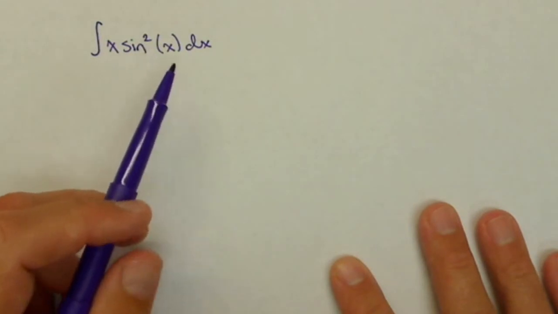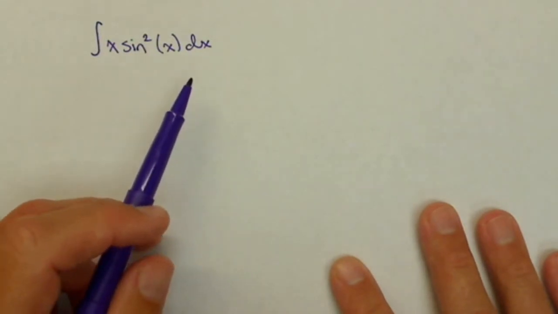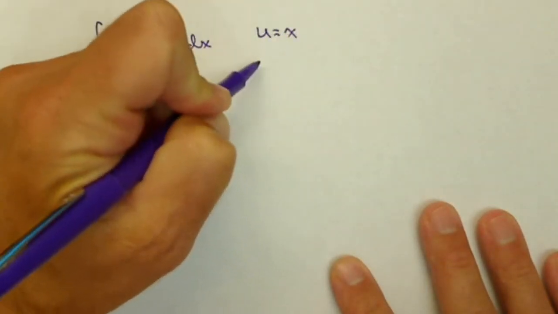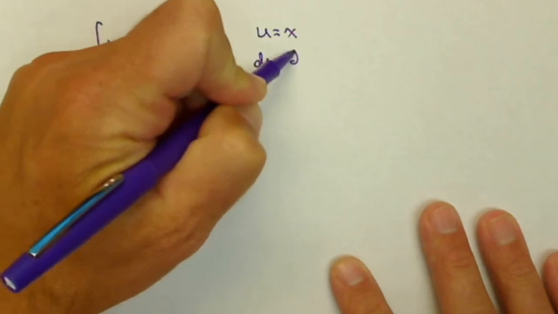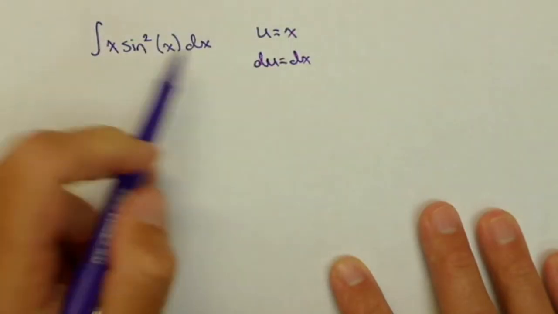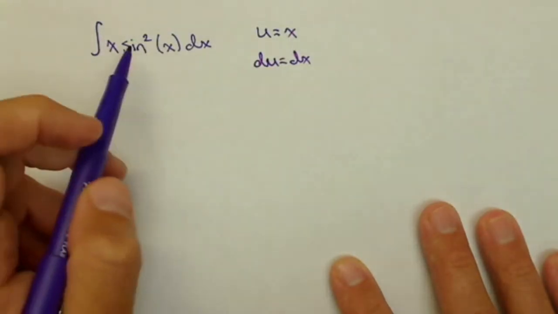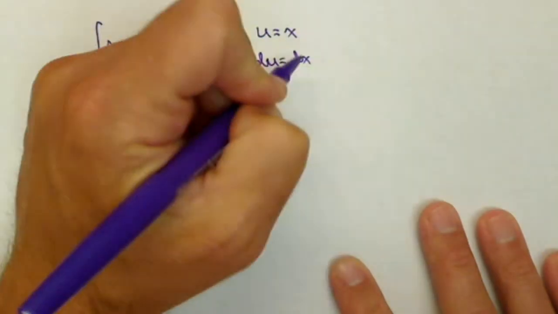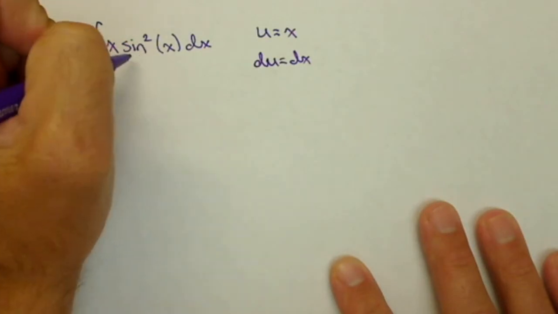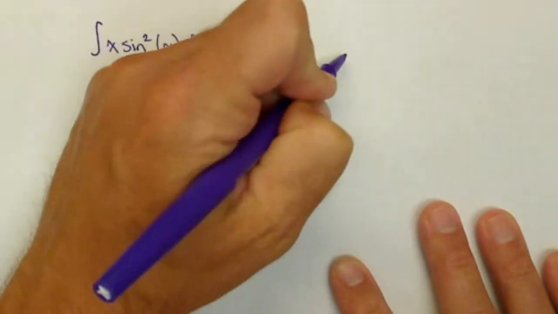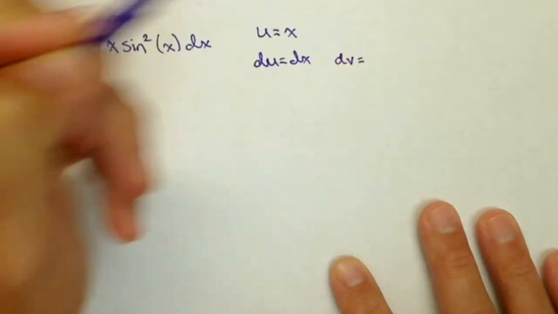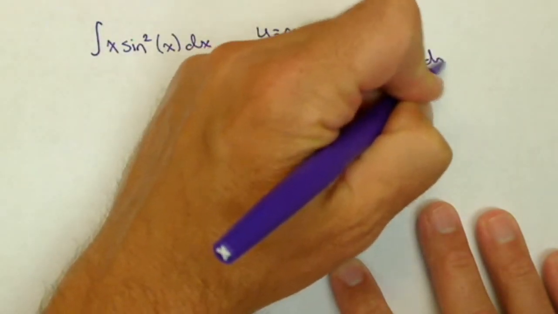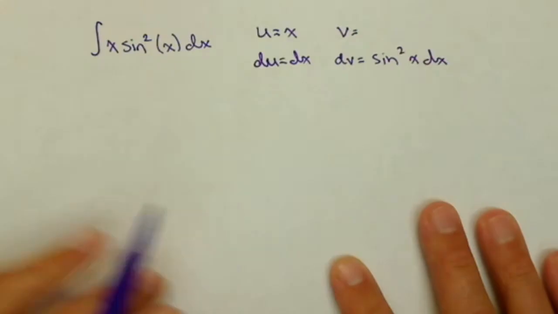Sine squared is neither a trivial derivative or antiderivative, but I know that if I let my u equal x, then my du is going to be dx. So if I can get through the antiderivative of sine squared, then I have not much left to do. So let's see what the antiderivative of sine squared looks like. So if my dv is sine squared x dx, well then I've got to find my v.